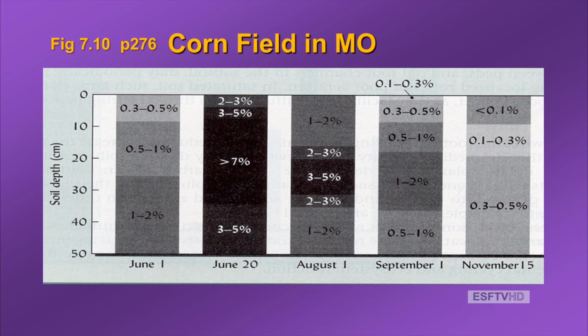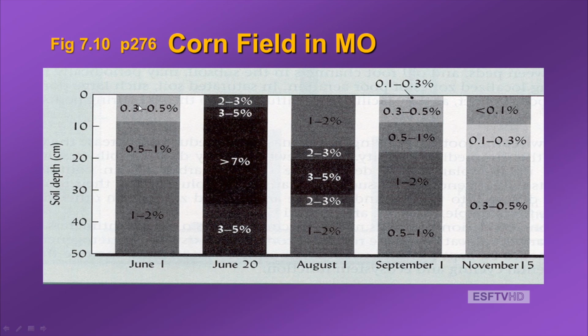Here's data from a cornfield in Missouri, okay? And it's seasonal. So we go from June to August to September, November. So basically we go through the growing season into the fall season when growth stops. And we're looking at this by depth. So on the y-axis, we have depth in centimeters. Up here at the top, we're at the surface, and we go down 10, 20, 30, down to 50 centimeters depth, half a meter.